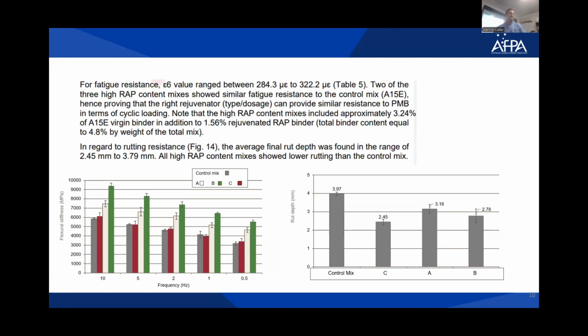Fatigue resistance. 2 of the 3 high RAP content mixes were very similar to the control mix with the A15E straight binder. And that shows that if you get the dosing right, you can actually achieve the same as the control mix. In regard to the rutting resistance, the final rut depth was found in the range of 2.45 to 3.79 mil. And all of the high RAP mixes showed lower rutting than the control mix.